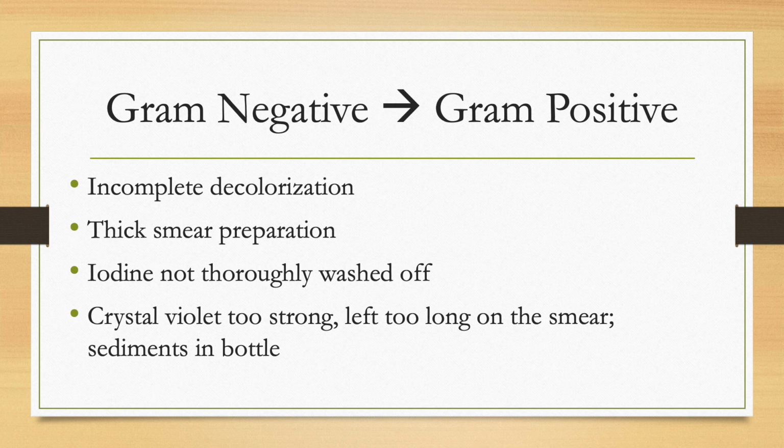Then you have, if your iodine is not thoroughly washed off, and if you also have a crystal violet that is too strong or has a very high concentration, or is left too long on the smear, or even if you have crystal violet sediments in your stain bottle. So this is why we have to filter our crystal violet before we use it to stain our cells.